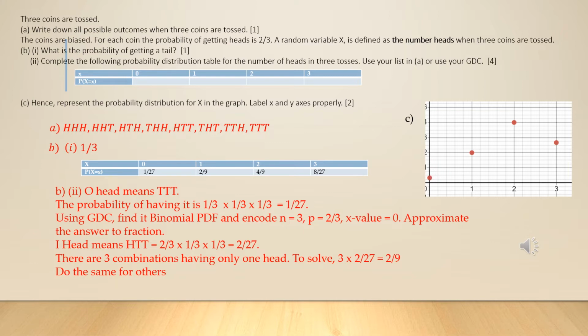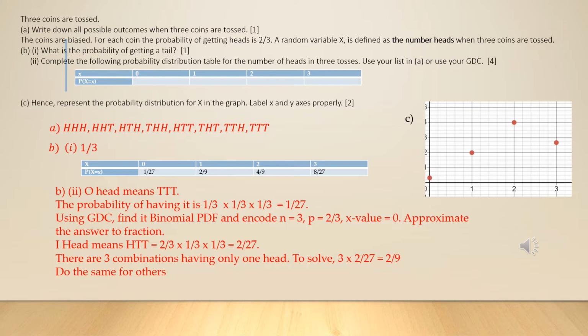Now to get the probability of getting one head, that will be head, tail, tail, or tail, head, tail, or tail, tail, head. So there are 3 possibilities in all. For one head, you have 2/3 times 1/3 times 1/3, that is 2 out of 27. Since there are 3 possible combinations, you multiply this by 3 and get 6 over 27, or in lowest terms, 2 out of 9.